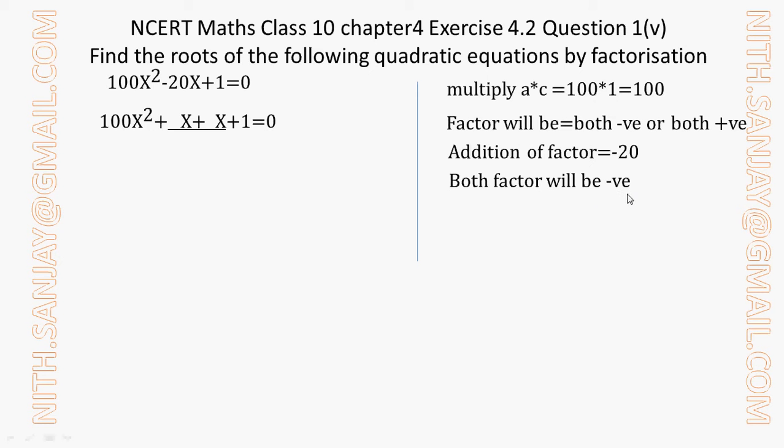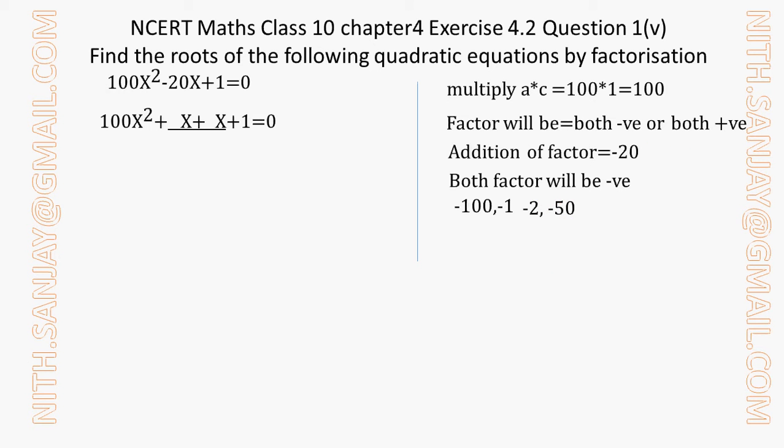So now I will start taking negative factors of 100. The first pair will be minus 100 and minus 1, but this pair will never satisfy the condition. The addition of minus 100 and minus 1 will be minus 101, so I will reject this. Now I will take the next pair, minus 2 and minus 50. Again they will not add up to minus 20, so I will also reject this pair.